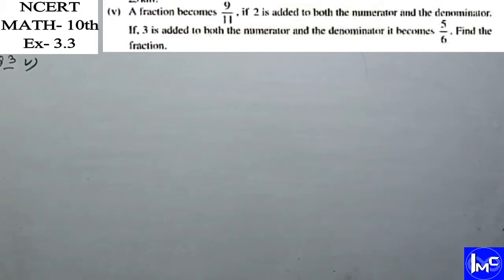Fifth part is: a fraction becomes 9 by 11 if 2 is added to both the numerator and the denominator. If 3 is added to both the numerator and denominator, it becomes 5 by 6. Find the fraction. We know that fraction is in the form of numerator over denominator, like P over Q.